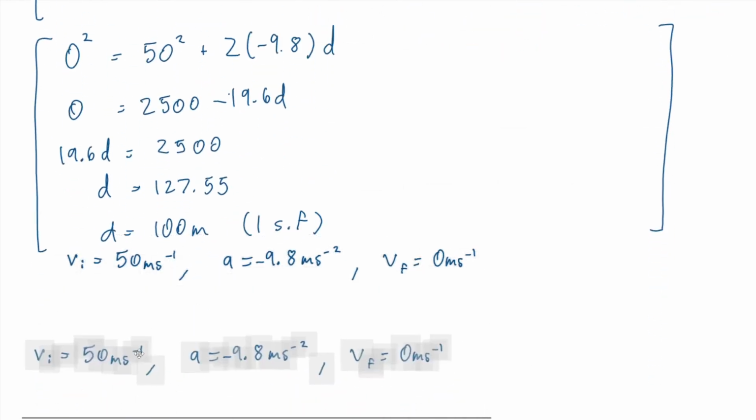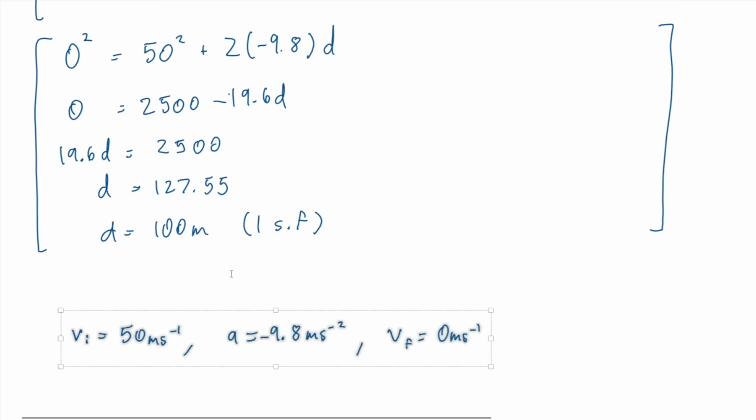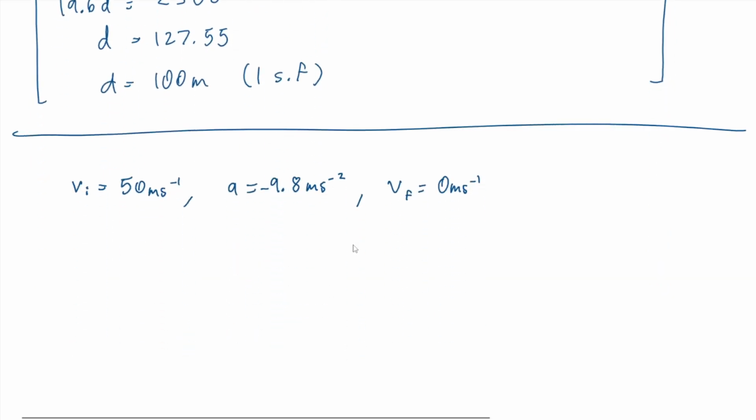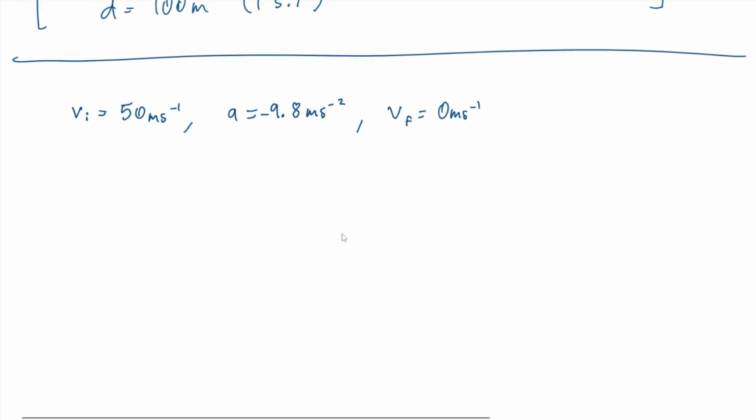Right, because the parameters are the same. Initial velocity is the same, acceleration is the same, and final velocity is the same. But this time, we are looking for time, the time it takes to reach the max. So looking at our formula sheet, have a look for the equation that can help us solve for this.